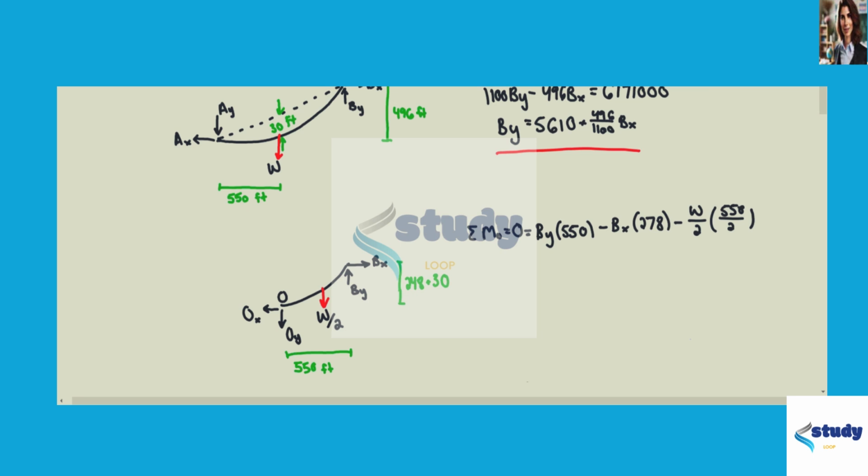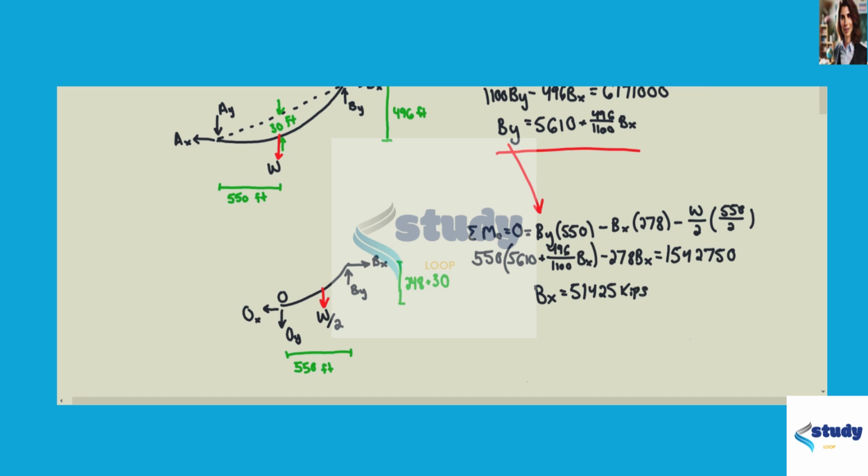So we're going to go ahead and substitute this By that we solved up here, down here, so we can solve for the Bx. So it's 550 times 5,610 plus 496 over 1,100 Bx minus 278 Bx. I'm going to go ahead and move this load to the other side, and it is 1,542,750. And we can go ahead and solve for Bx completely. It's 51,425 kips.